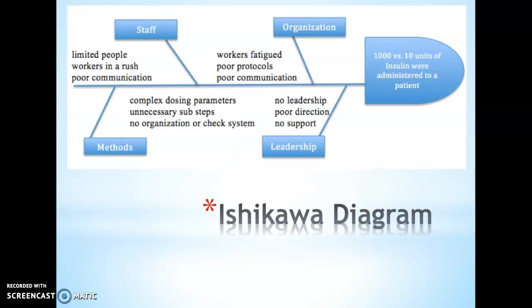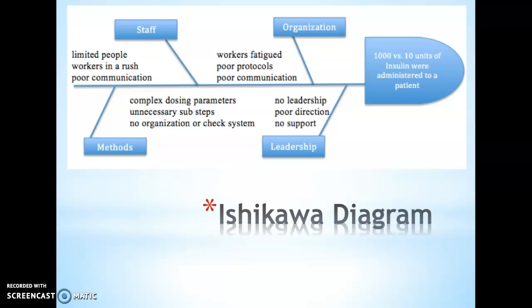So here you're going to see the Ishikawa diagram that I developed for this case study. You'll see at the end the effect, which is 1,000 versus 10 units of insulin were administered to the patient. We can see how staff, organization, methods, and leadership all contributed to this effect. For instance, there was a limited number of people working on the staff. Workers were in a rushed environment. There was poor communication between the attending physician and anesthesiologist. The organization as a whole houses fatigued workers, poor protocols, and poor communication again.